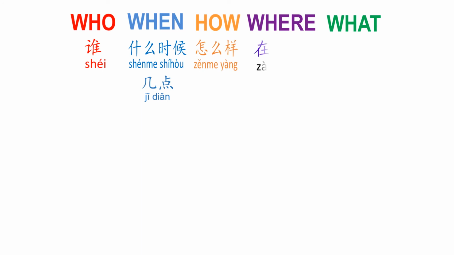So, in the who, when, how, where, what. Who is 谁, if you want to ask who. And to ask when, you can say 什么时候, or what time, 几点. How, 怎么样. Where, 在哪里? Also, you can say 去哪里? To go where? If the question or sentence has go, you move the go into the where category. And 到哪里 is to where. What keeps the verb in the sentence and uses 什么.